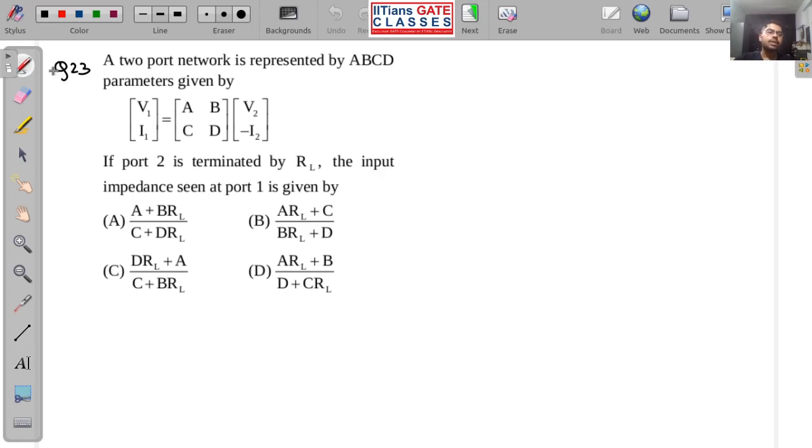Now this question is very, very good. This was actually asked in BSNL JTO, I think. BSNL JTO, and it was asked in the ESE exam also once, okay? So look very carefully. A two-port network is represented by ABCD parameters given by this equation, okay? If the two-port is terminated by RL, the input impedance seen at port 1 is. So what have they given you?